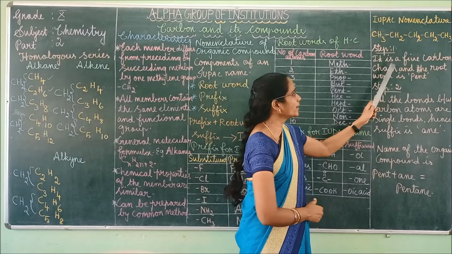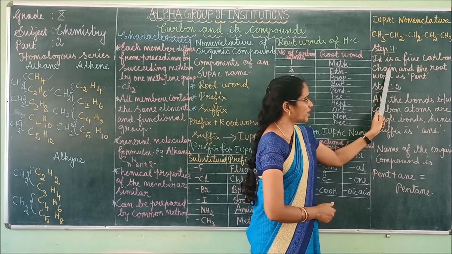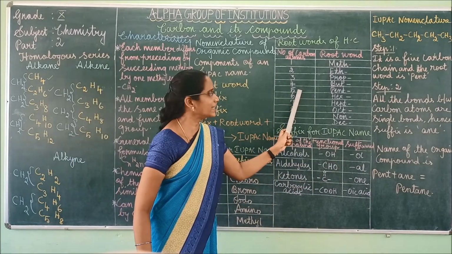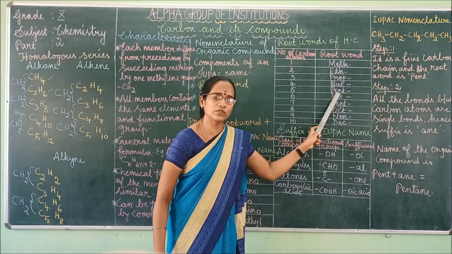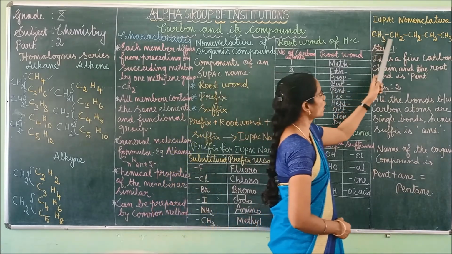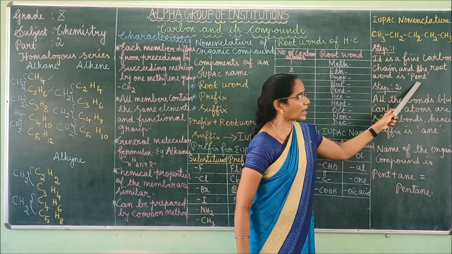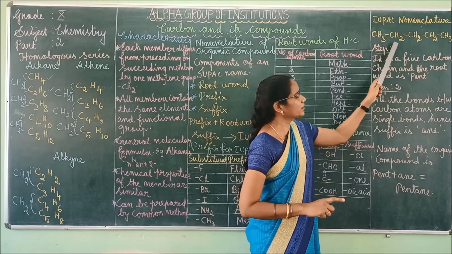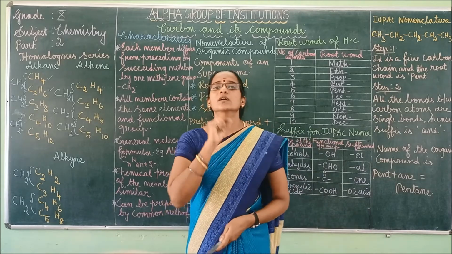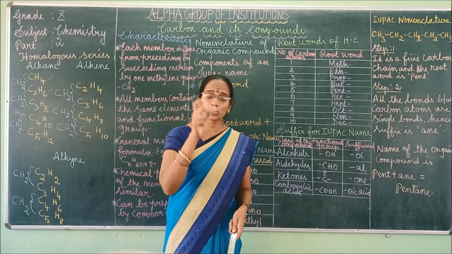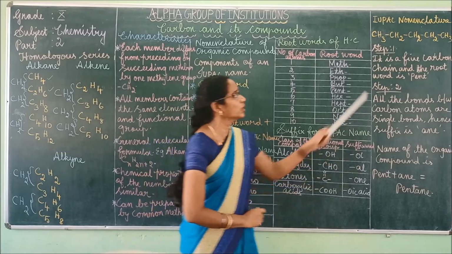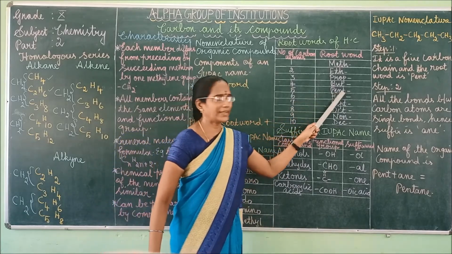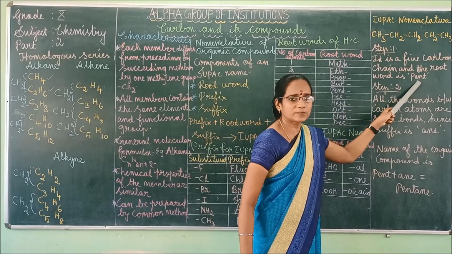What's step 1? It is a 5 carbon chain and the root word is pent. If there are 5 carbon atoms, we have to write the root word pent. Got it clear, children? First point: as per rule 1, we have to find out the longest chain of the carbon atoms and count the number of carbon atoms. If 5 carbon atoms are present, what's the root word of 5? Pent. So we got one answer, that is pent.